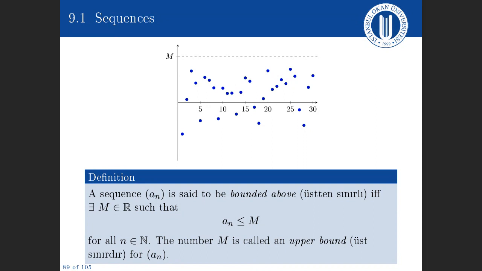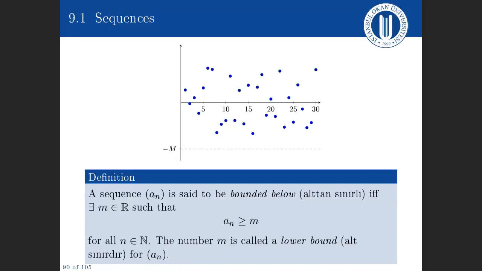This number, capital M, is called an upper bound for the sequence. And we also have the idea of bounded below and lower bound. The sequence is bounded below if there exists some number small m such that the sequence is always bigger than small m. Small m is called the lower bound.